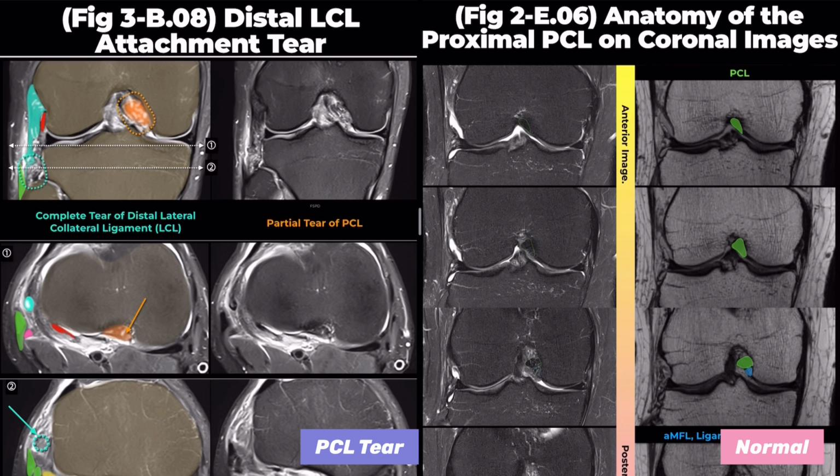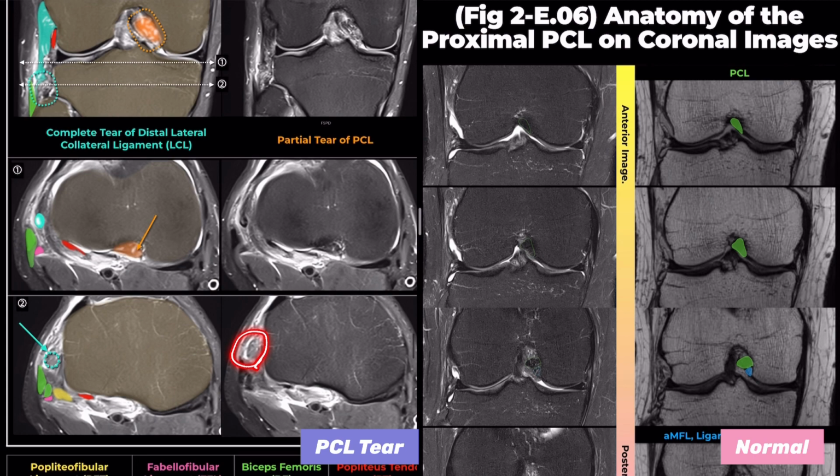To summarize, we have a case of a complete distal LCL tear with a soft tissue avulsion pattern, along with a PCL tear, which is a common combination of injuries in the posterolateral corner of the knee.